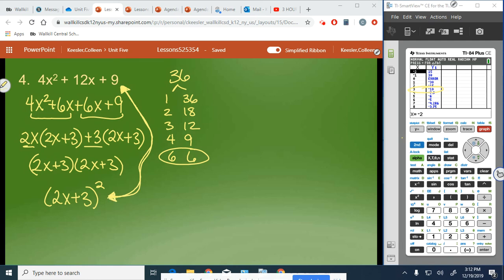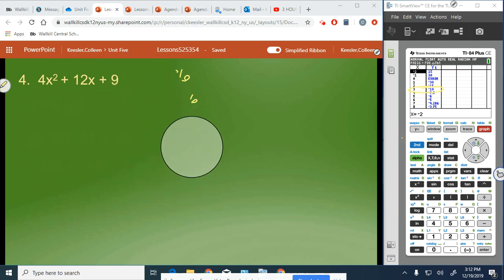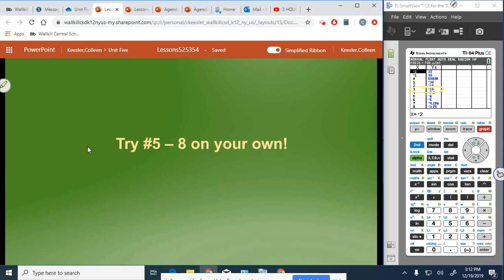All right. So hopefully you see what I'm doing here and you're picking this up. I really enjoy doing these because it's kind of like undoing a puzzle. All right, so you're going to try 5 through 8 on your own. Make sure you're checking in with me so I can be sure that you're getting this and can help you out if you need it.